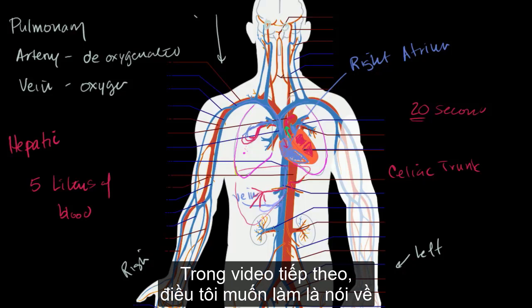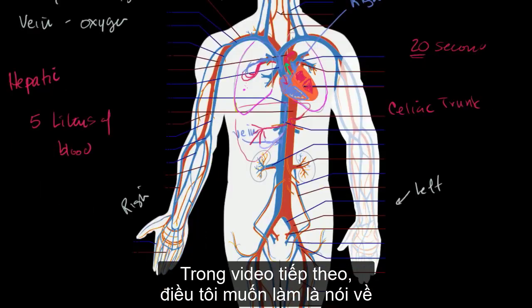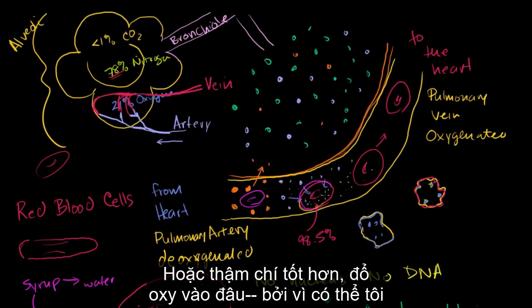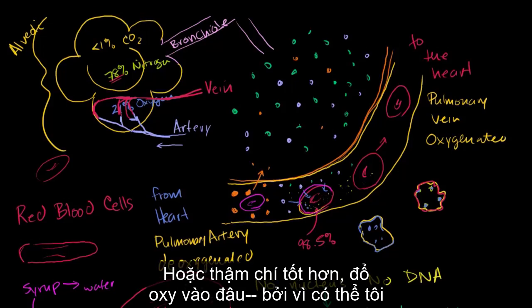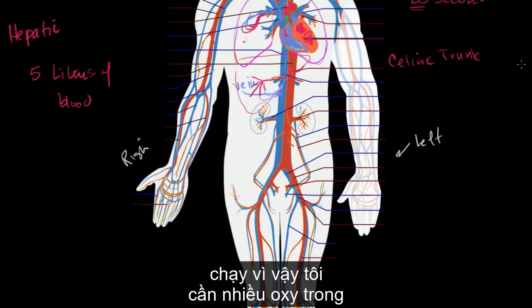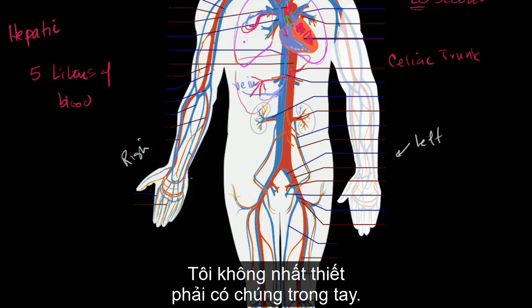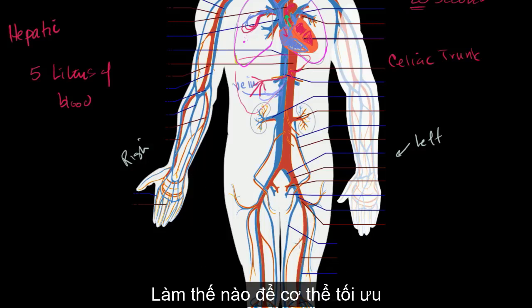In the next video, what I want to do is talk about how does the hemoglobin know? How does it know when to dump the oxygen, or even better, where to dump the oxygen? Because maybe I'm running, so I need a lot of oxygen in the capillaries around my thigh muscles. I don't need it necessarily in my hands. How does the body optimize where the oxygen is actually delivered? It's actually fascinating.